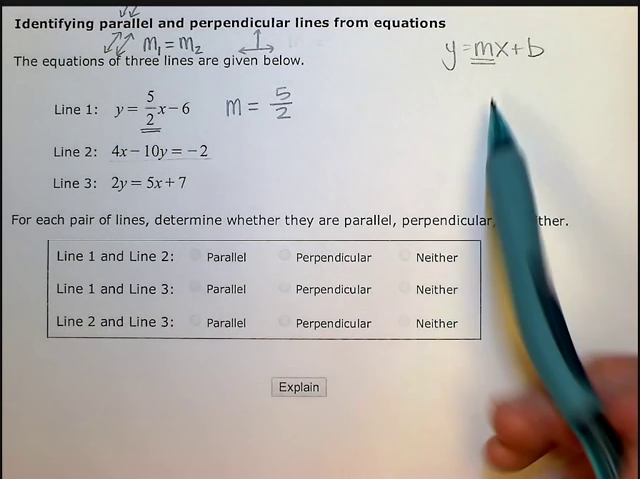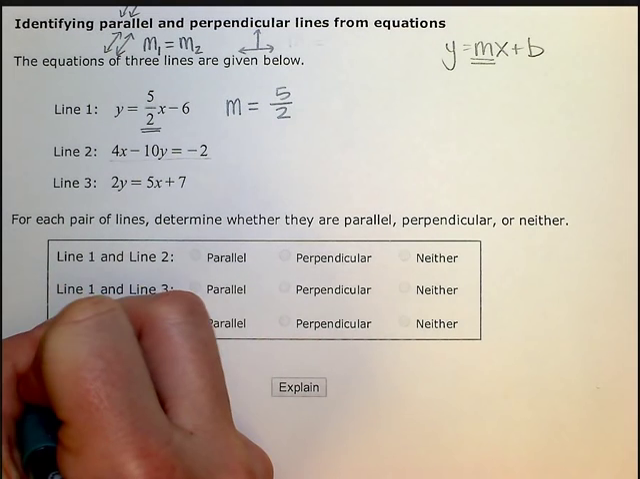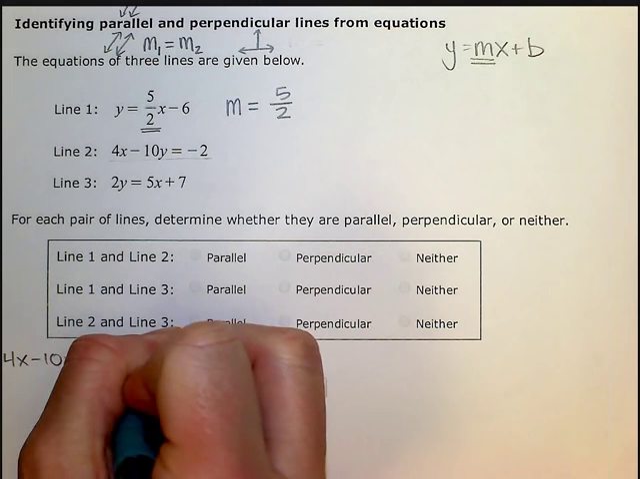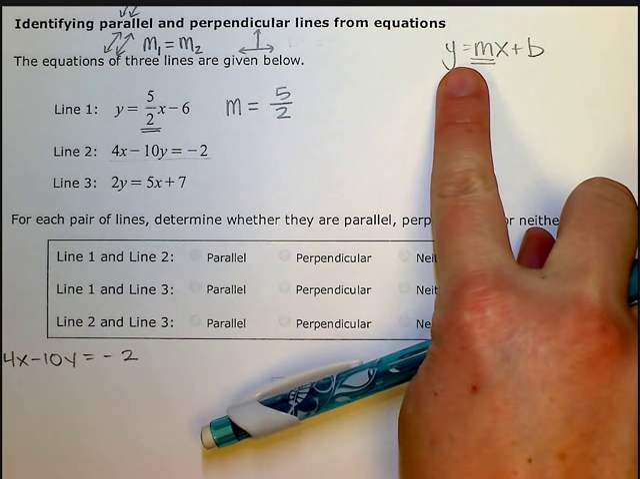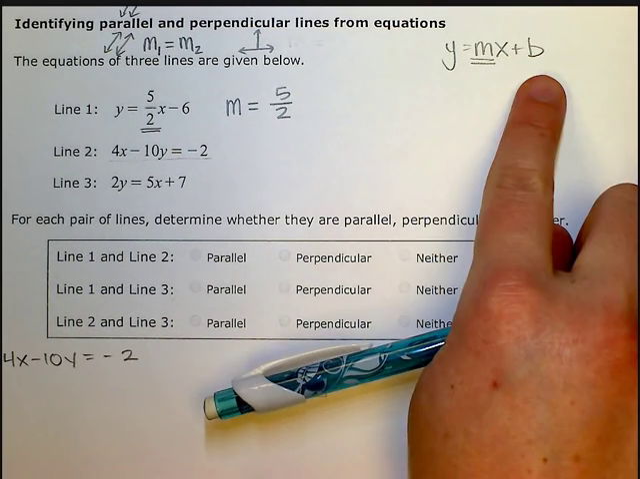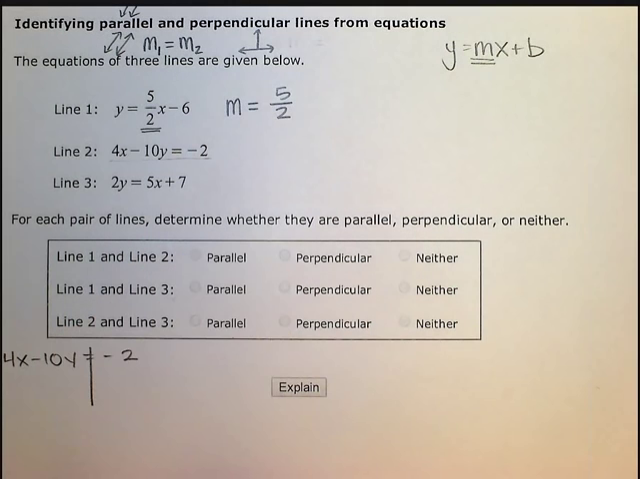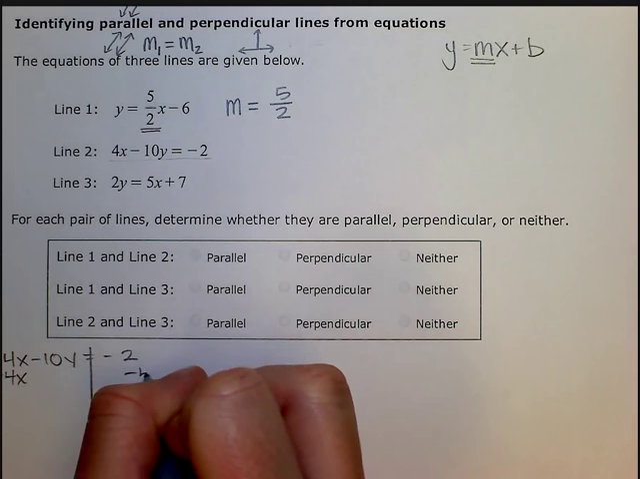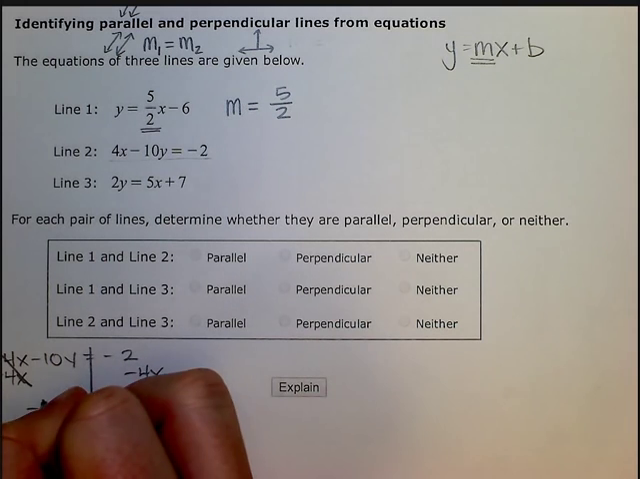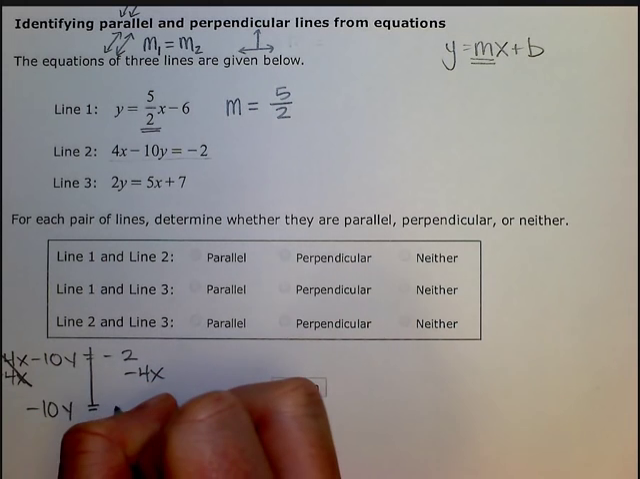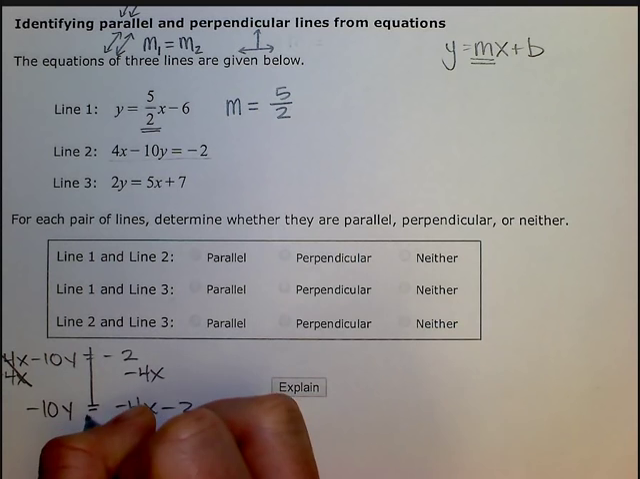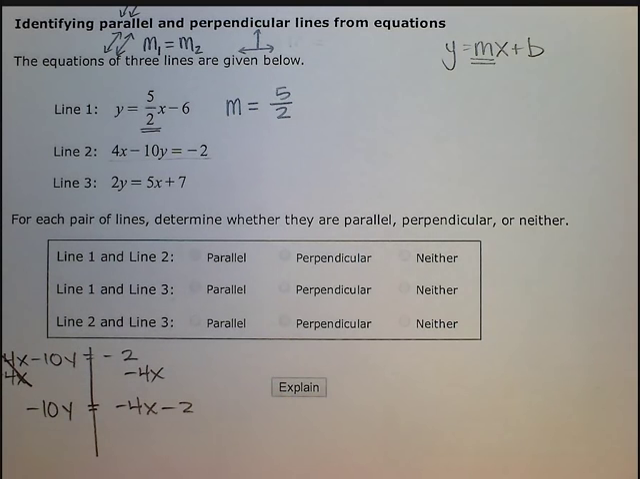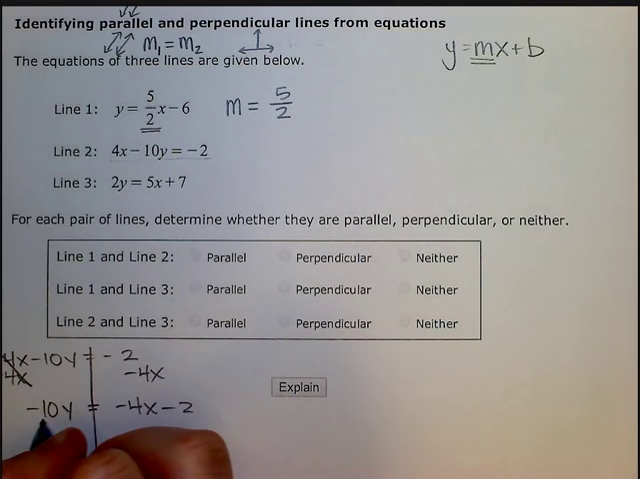Line 2, however, is not in y equals mx plus b form yet. So I'm going to rewrite that equation down here, and I'm going to solve it for y. I'm going to rearrange it so that it is in y equals mx plus b form. So I'm trying to get the y alone. I need to move the 4x to the other side by subtracting. So I get negative 10y equals negative 4x minus 2. And then to get the y by itself, I need to divide by negative 10.